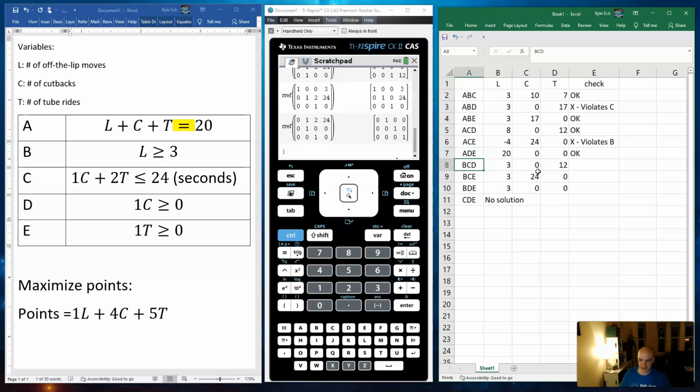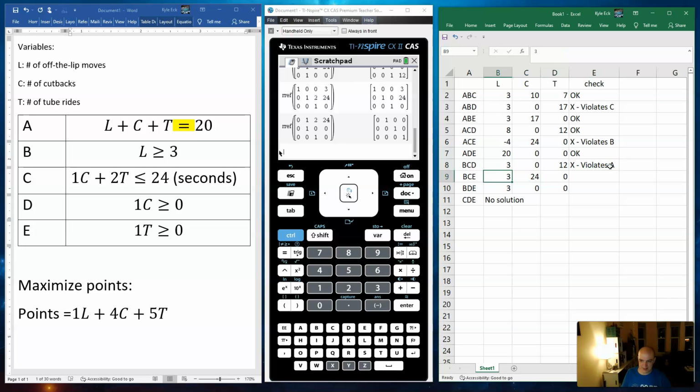B, C, and D, we have to check against constraint A. So constraint A is a little more restrictive than the other constraints. It has this equal sign. Now, I really just have to check, is 3 plus 0 plus 12 equal to 24? No, it's not. So this violates A.